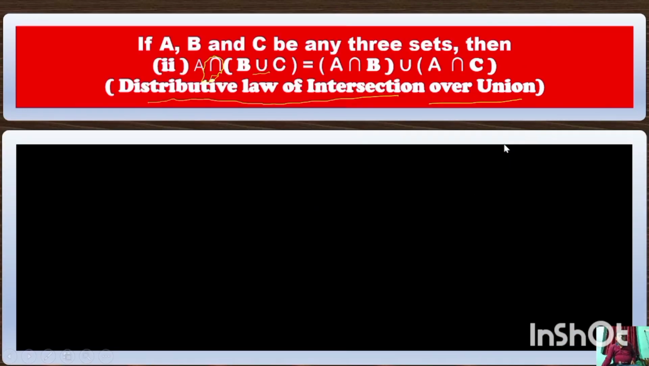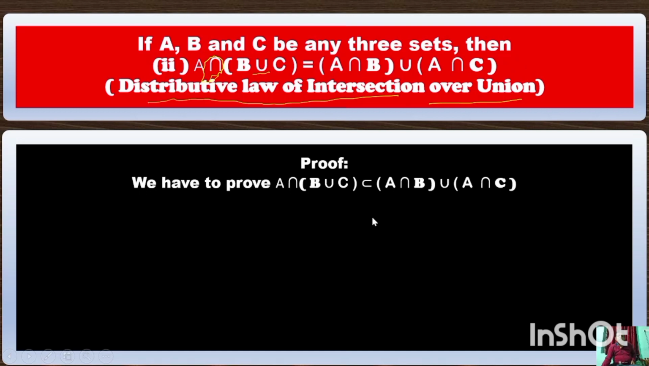Both points mostly come in your exam, and you also have to prove various statements using this property. In set theory, you can prove various properties and statements with the help of this property. Let us prove it in a similar manner using the property method. How to prove? You see here, we have to prove first that A intersection B union C is a subset of A intersection B union A intersection C.